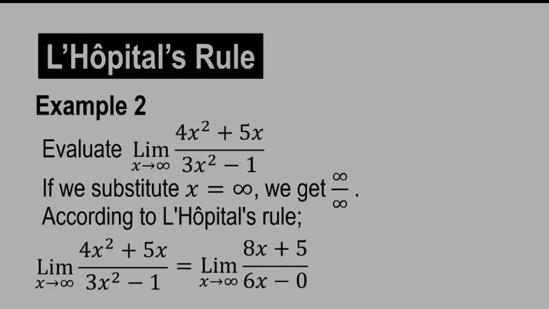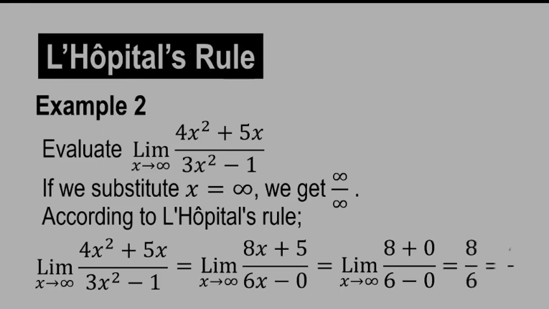Here 8x plus 5 is derivative of 4x squared plus 5x and 6x minus 0 is derivative of 3x squared minus 1. And it is equal to limit as x approaches infinity of 8 plus 0 divided by 6 minus 0. Here 8 plus 0 is derivative of 8x plus 5 and 6 minus 0 is derivative of 6x minus 0. And it is equal to 8 by 6, that is equal to 4 by 3.